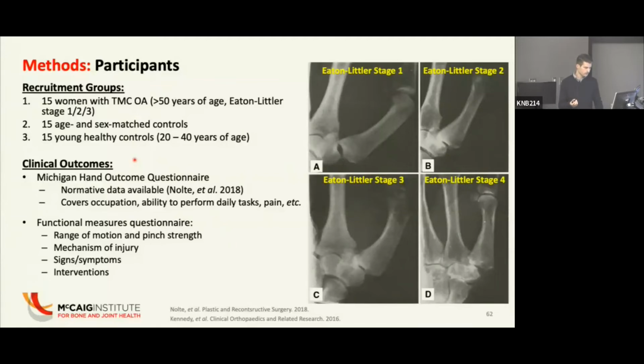For our clinical outcomes, we've switched from using DASH and the Jepson Hand Function Questionnaire as in that first study to using the Michigan Hand Outcome Questionnaire. This covers a lot more than either of those 2 questionnaires cover. So there's things like occupation, function, pain, and so on, and it also has a normative data set available, which should be useful when going through this data in the future. And finally, we have some functional measures that we're looking at: range of motion in different joints in the hand, mechanism of injury, and different signs and symptoms, whether there's swelling or other deformities that are present.